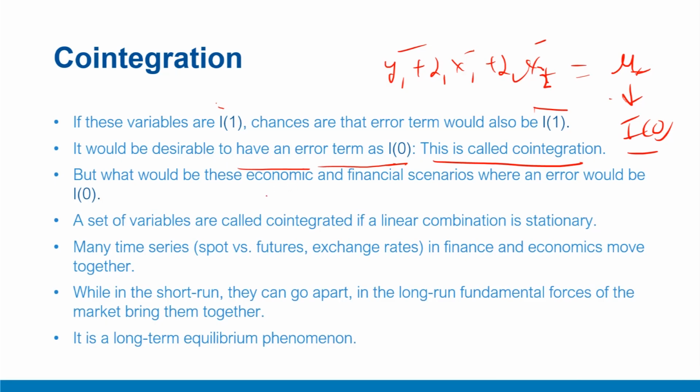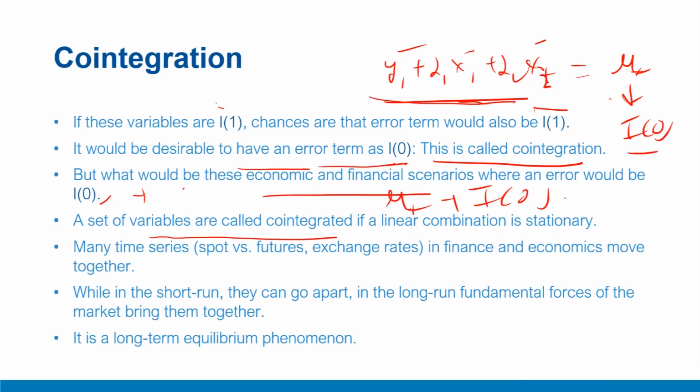What could be those economic and financial scenarios and influences that will lead to I0? And that is called co-integration. So if a set of variables are co-integrated, only and only you can find a linear combination like this. There can be more such variables where you can find a linear combination resulting in a mu t, which is integration of order 0. Integrated of order 0 means it is stationary, and this is called stationarity. This will result in a property called co-integration across all these variables.